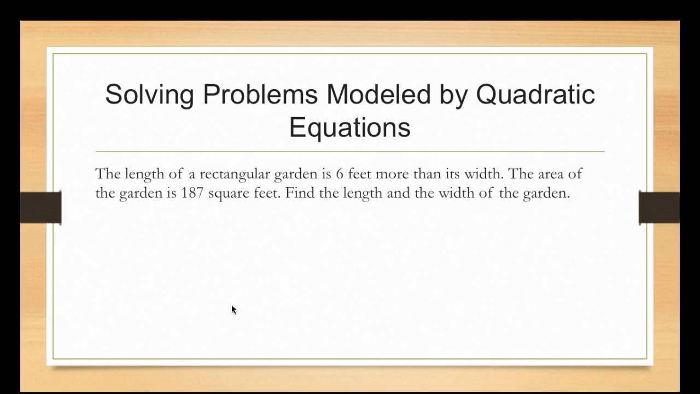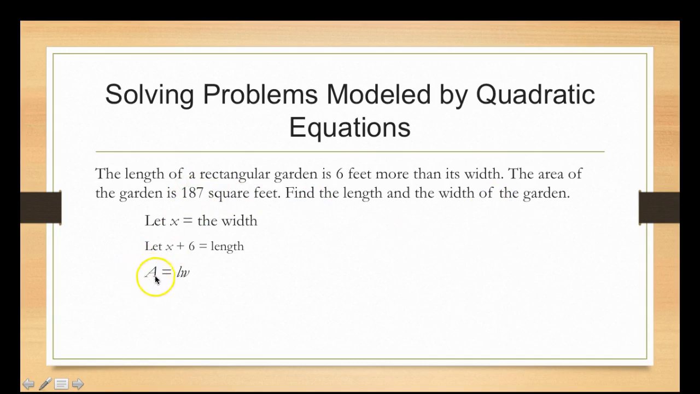Let's look at another one. The length of a rectangular garden is 6 feet more than its width. The area of the garden is 187 square feet. Find the length and the width of the garden. Let's first assign our variables. Let our variable x equal the width, and if the length is 6 feet more, the length will be x plus 6. And our area is given to us as 187 square feet.